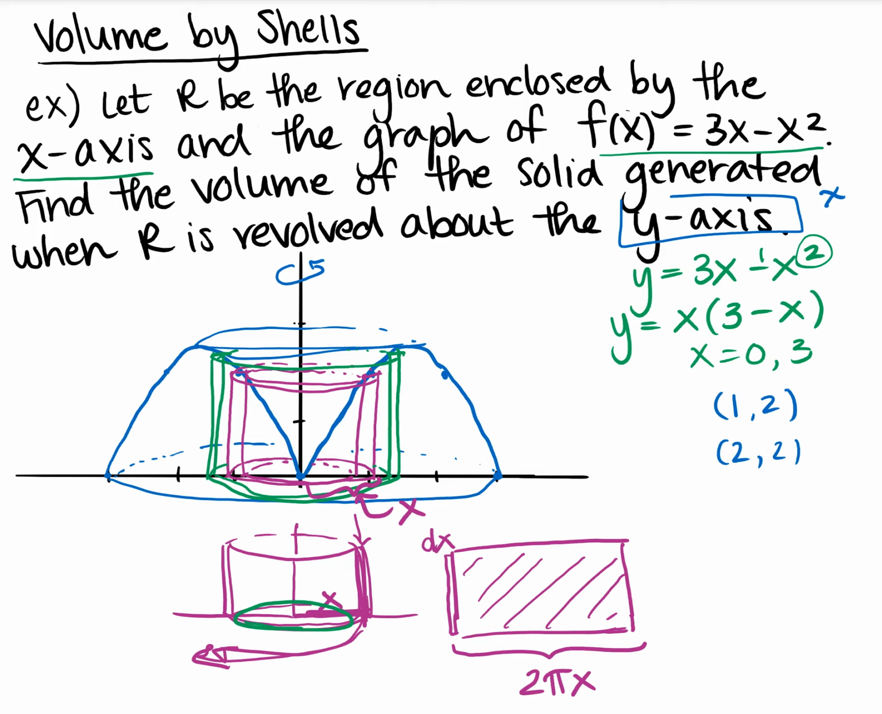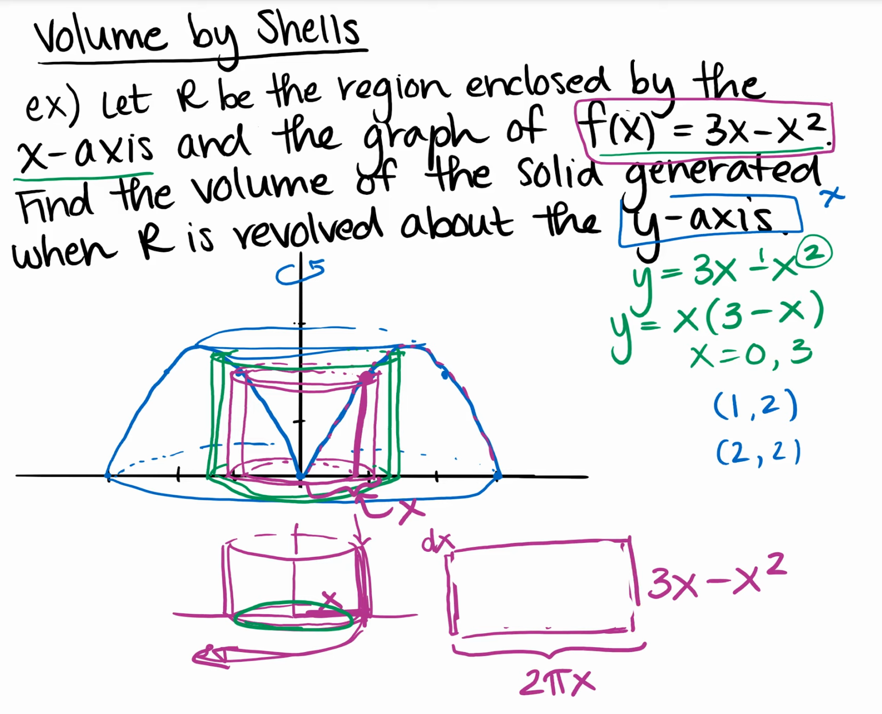And then what is the height of the shell? Well, look at the height of this. If I'm starting at x, I'm just grabbing all of these shells along this blue line right here. What is this blue line given by? It's given by my function. So whatever my x value is, the height of my shell is 3x minus x squared. Okay, so how do I find then the area of my shell?